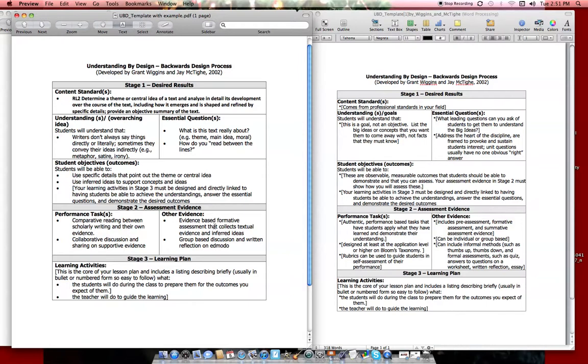Now these are those formative, summative concepts here. You can do anything else. You have pre-assessment. It could be individual or group-based. These are all like the other activities that are going to be the assessment of it, where this is the action of it. So I put evidence-based formative assessments that collect textual evidence and inferred ideas. Fancy way of saying it could be any kind of handout that allows them to collect evidence and to share out. And when they share out, they'll do a group-based discussion and maybe write a reflection on Edmodo.